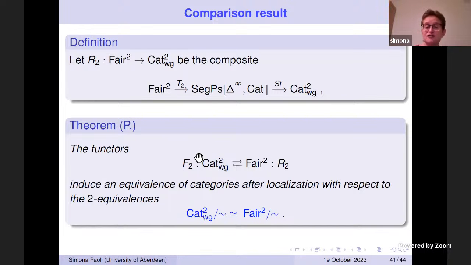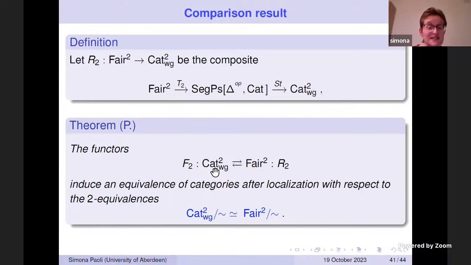So in summary, in the end, we have this pair of functors, and we show that they are an equivalence of categories after localization with respect to the two equivalences. I didn't tell you the precise definition. I just said there is a fairly straightforward definition of two-equivalence on the left-hand side, which mimics bi-equivalences of bicategories, and similarly on the right-hand side. So what is involved in proving that this localization gives an equivalence of categories? Well, you have to show that when you go back and forth, you find something equivalent to what you started with.